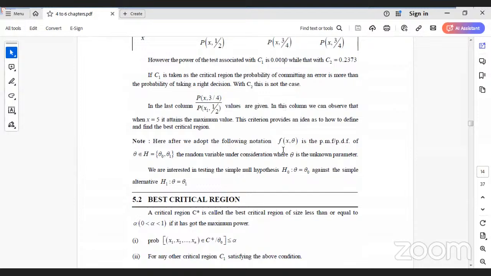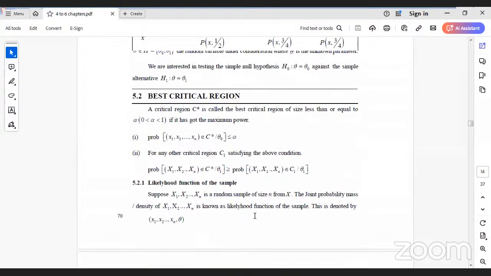Hereafter we adopt the following notation: f(x, theta) denotes the probability mass function or probability density function of the random variable under consideration, where theta belongs to {theta0, theta1} and is an unknown parameter. We are interested in testing the hypothesis H0: theta = theta0 against a simple alternative H1: theta = theta1. So what is the best critical region?